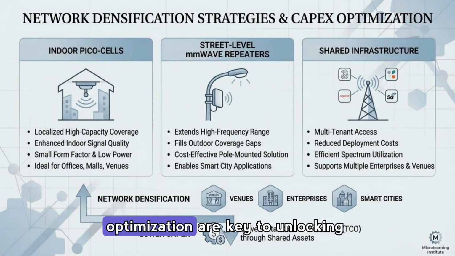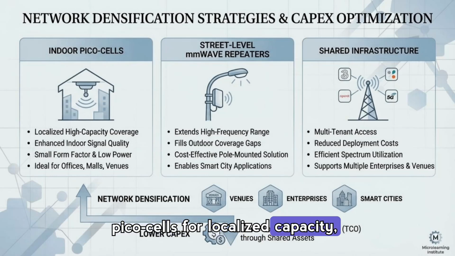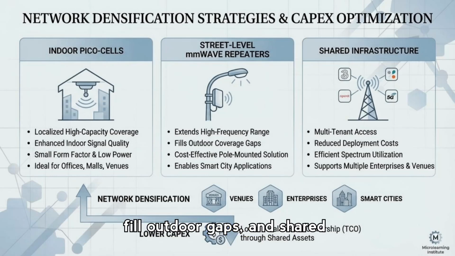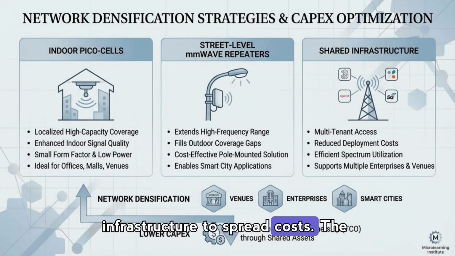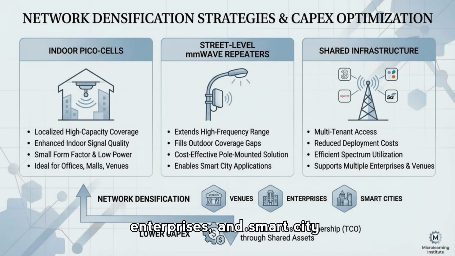Densification and CapEx optimization are key to unlocking dense 5G performance. Indoor picocells for localized capacity, street-level mmWave repeaters to fill outdoor gaps, and shared infrastructure to spread costs. The slide shows how combining these strategies lowers total cost of ownership while supporting venues, enterprises, and smart city applications.